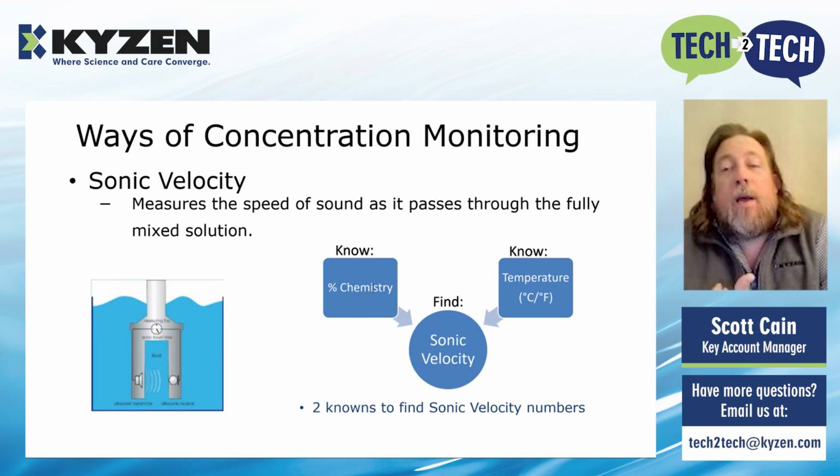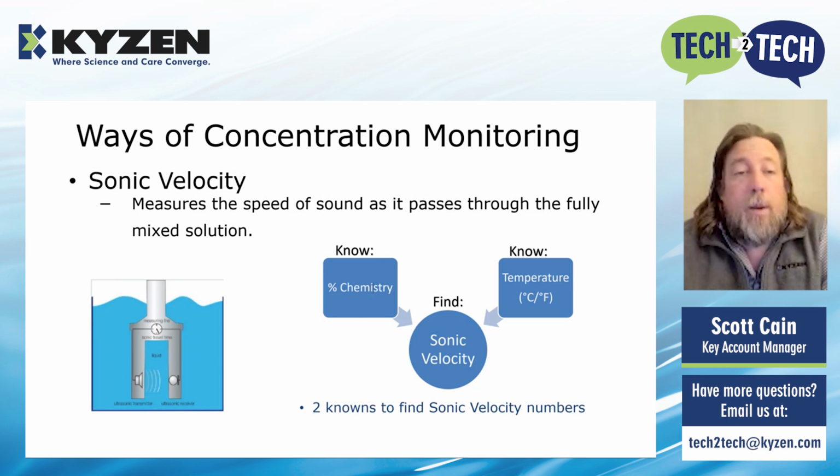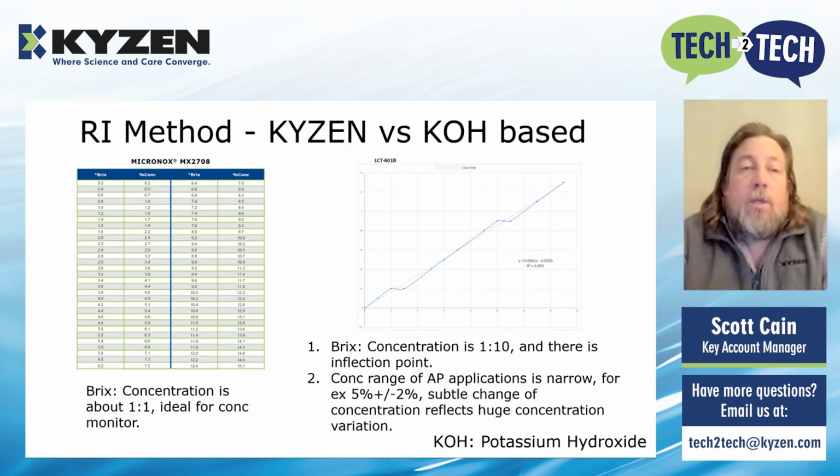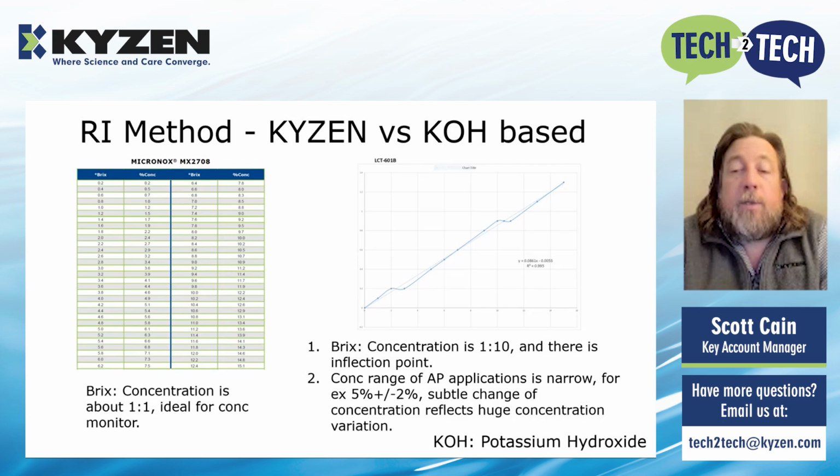And the temperature is also going to play a part in that. So when we talk about refractive index between KYZEN and some of the KOH based products, and KOH, just to make sure we're all on the same page, is the potassium hydroxide products that are out there. So you can see on the left, this is one of our materials, and we can see what those Brix numbers are, which is the number that you're going to get from that refractive index.